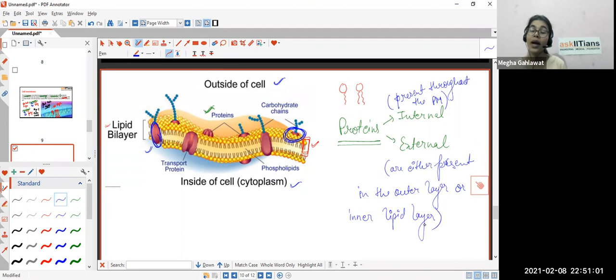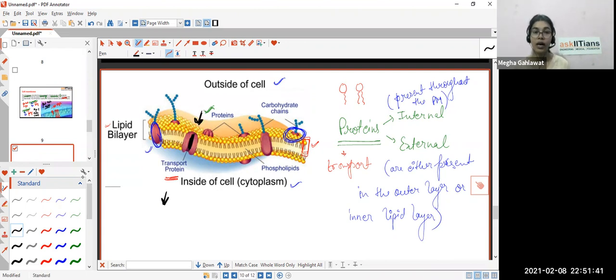Why so, and why are proteins present here in the first place? Because they act as transport proteins. They help in transporting the molecules from inside to the outside and from outside to the inside of the cell. They help in carrying the different molecules. For example, this one which you see right here has this particular space, and through this space the molecule will be moving from outside to the inside of the cell.